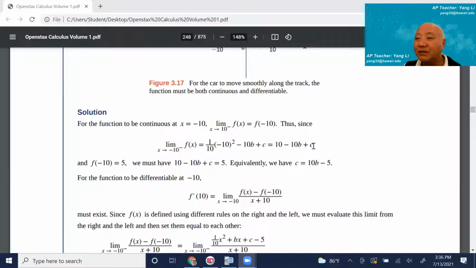So from here, you can see that if you simplify this equation, you will get this part. And then from here, you can get what? C equals this one. We build up the first equation about the C, okay? This time, we're using the left limit equals the value of the function. We can get this one, all right?